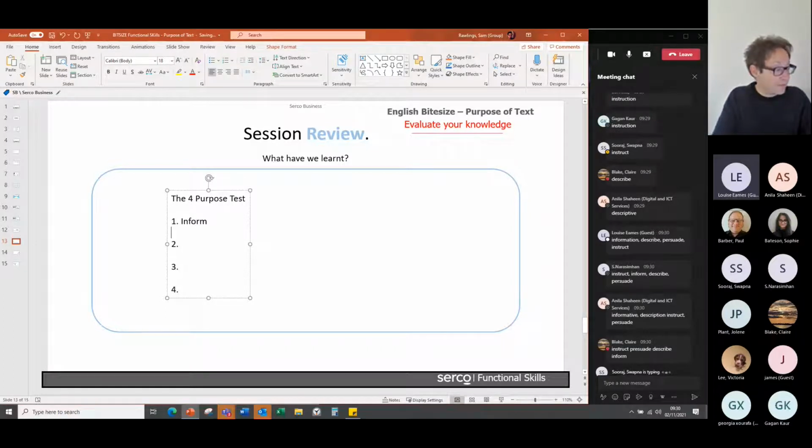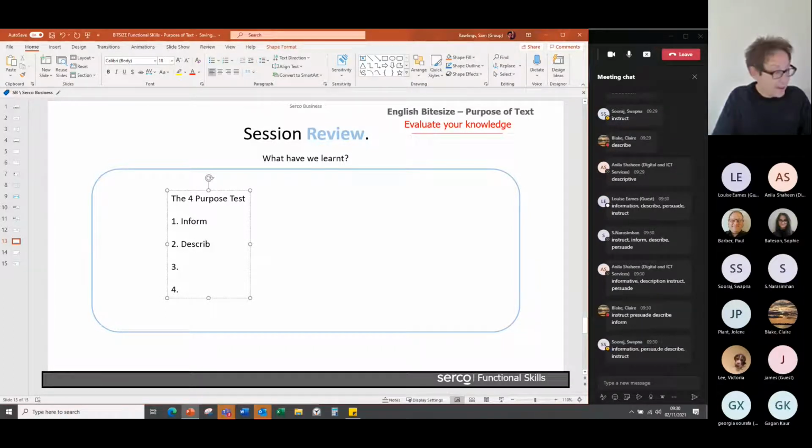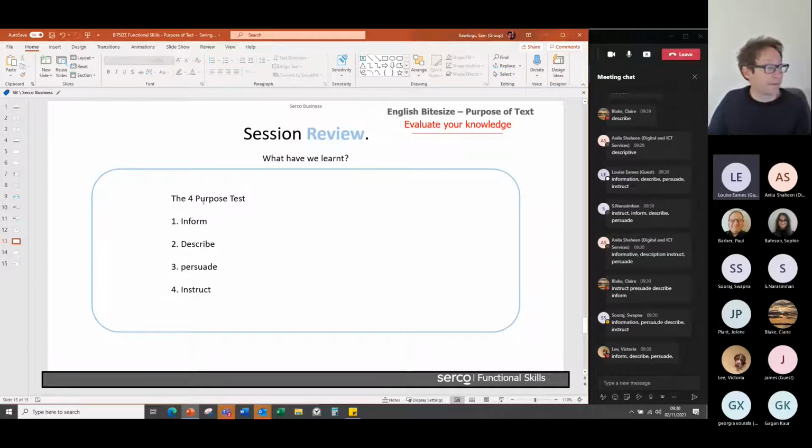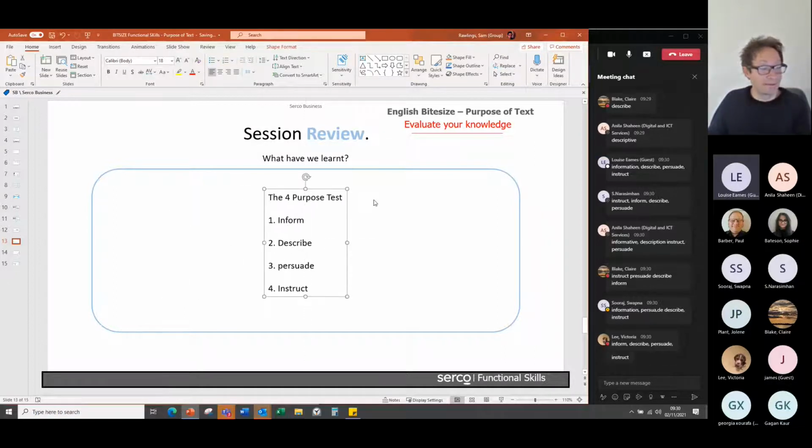So we've got inform, we've got describe, we've got persuade, and we've got instruct. My connection is slow, so like he's typing, I can't see. Excellent. Well done. So that's the main thing we've learned in this session, is that there's 4 purposes of text that you need to be able to identify, and those are inform, describe, persuade, and instruct.